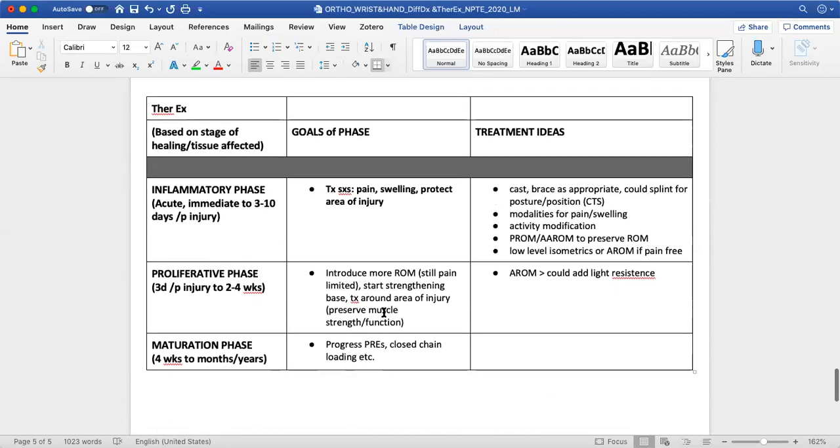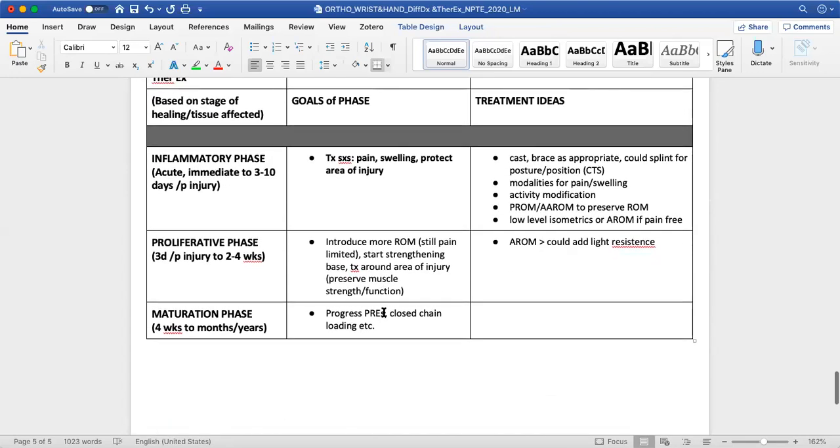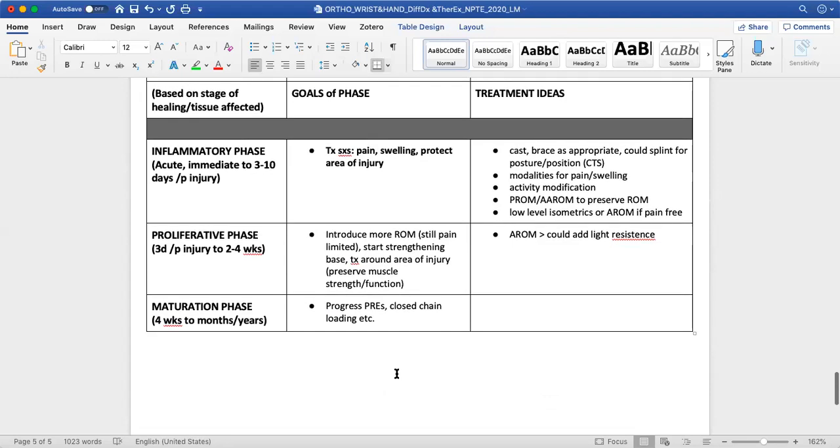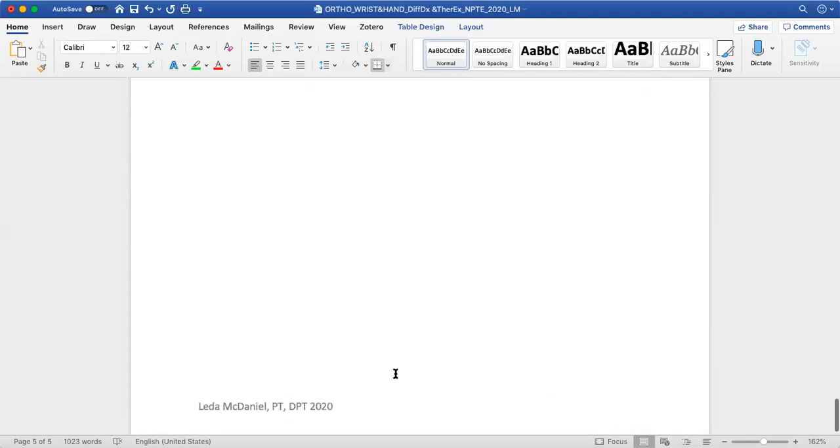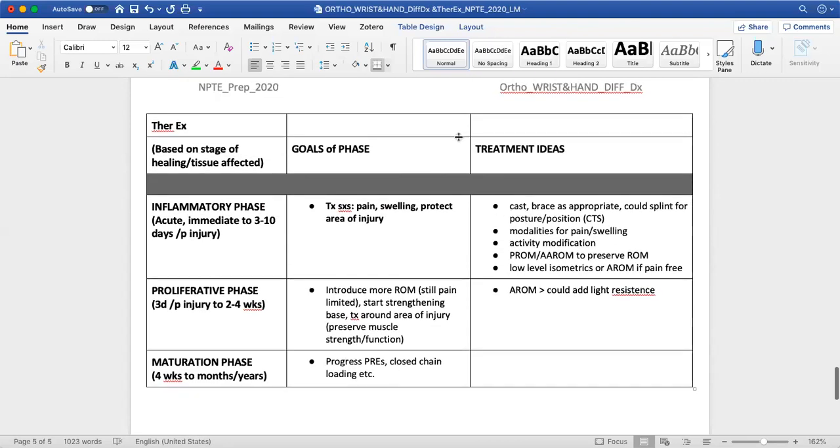Some therapeutic interventions for wrist and hand. I'm just going to let you read through this. It's pretty general, but just kind of thinking about in the wrist and hand what phase of healing we're in and how we're going to treat most appropriately. So that is what I want to cover for wrist and hand.